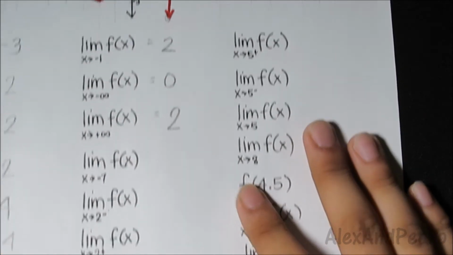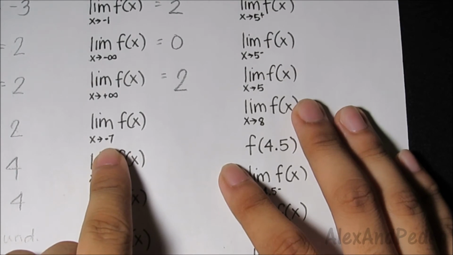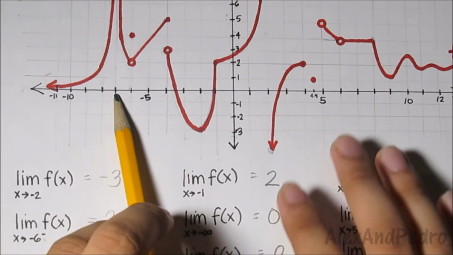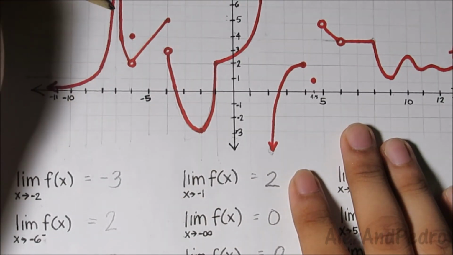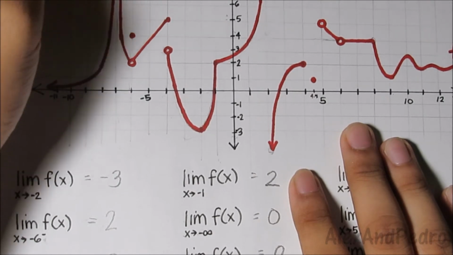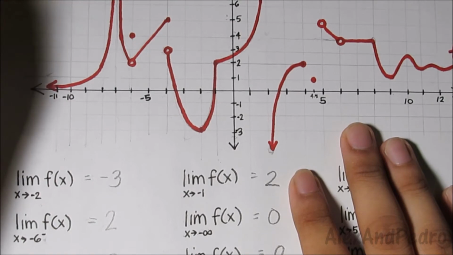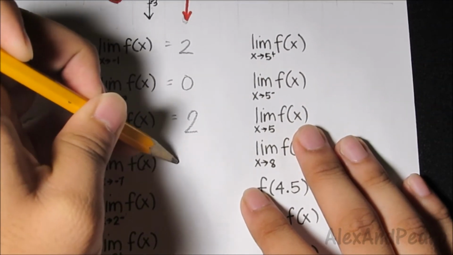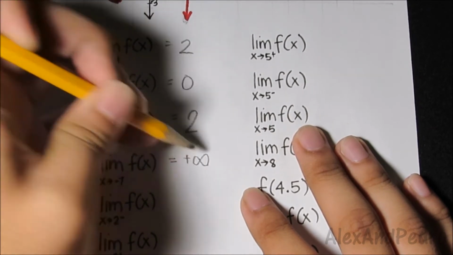Okay, that's great. How about this one? The limit of f of x as x approaches -7. Oh, here's -7. Okay, so from the left, it looks like it's going to +infinity. And from the right, it's +infinity. So what's the limit? The limit is +infinity. That's great.